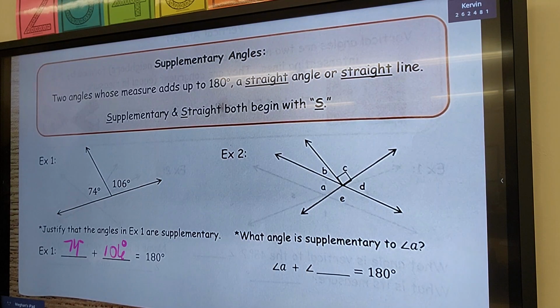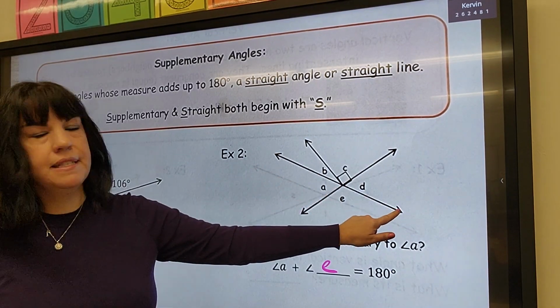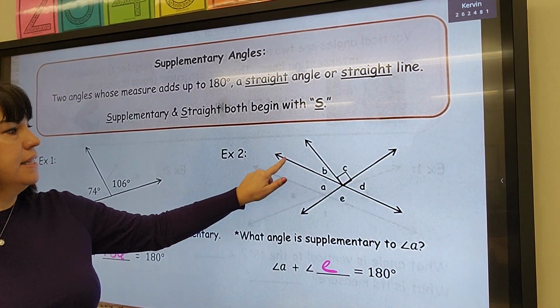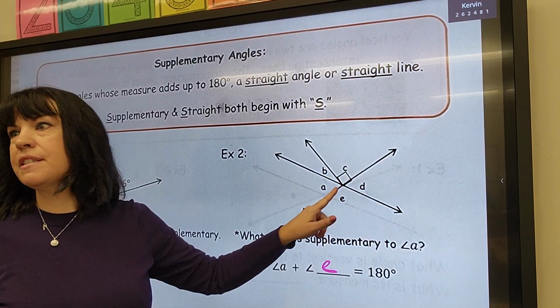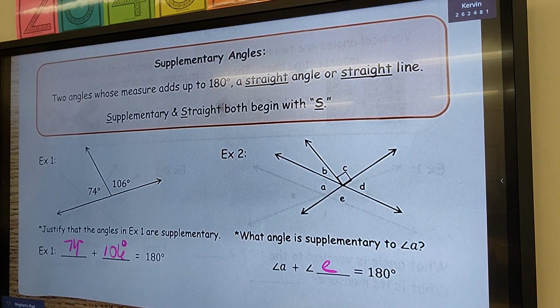Okay, so angle A, we don't know what it is. Which one goes with it? It is E. Good job, Michael. So angle A and angle E both add up to 180 degrees because they are on that straight line. So even if you don't have the measures, you can just put the letters in. We can tell because they're on a straight line, 180 degrees.